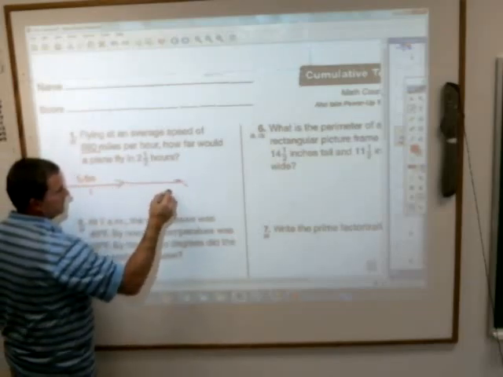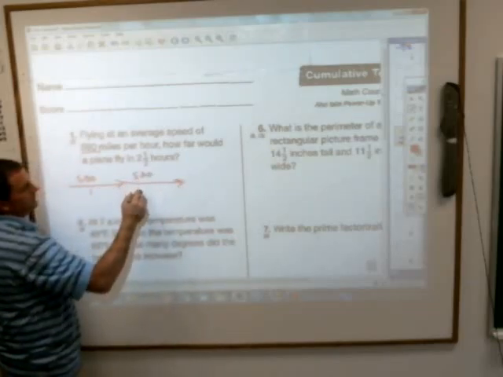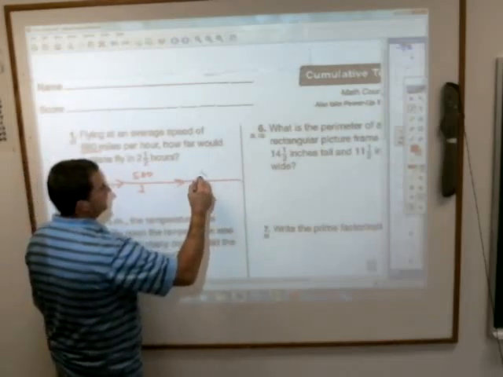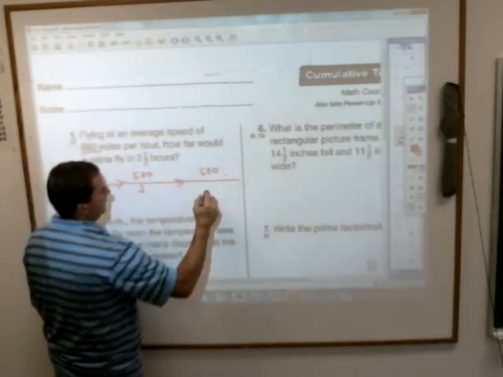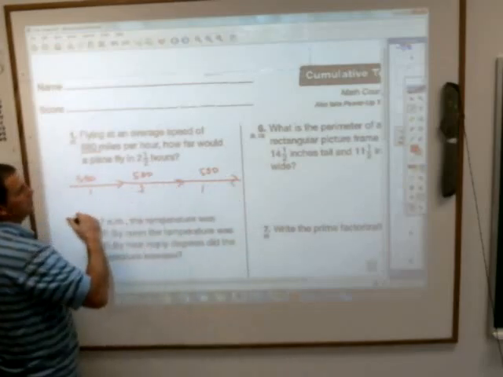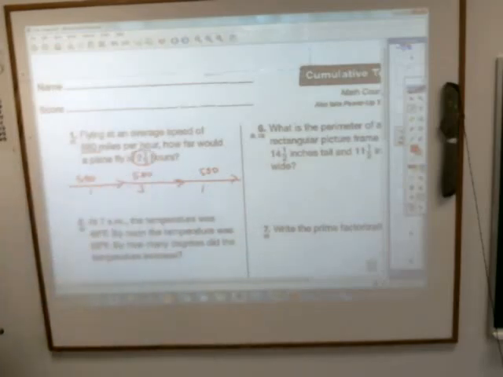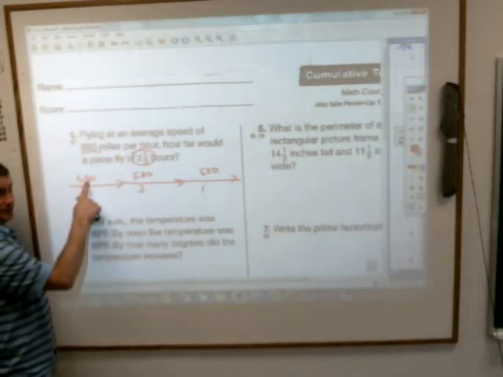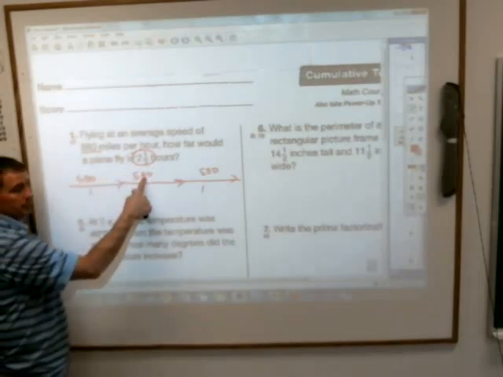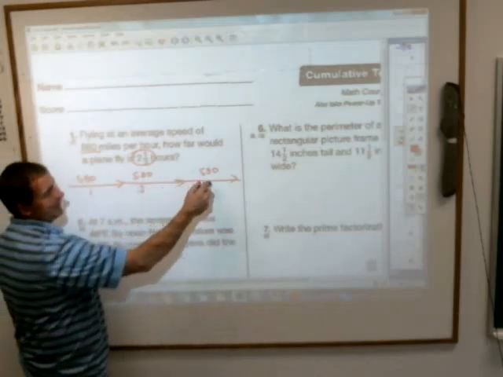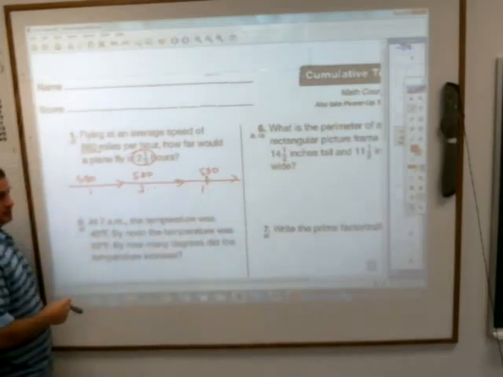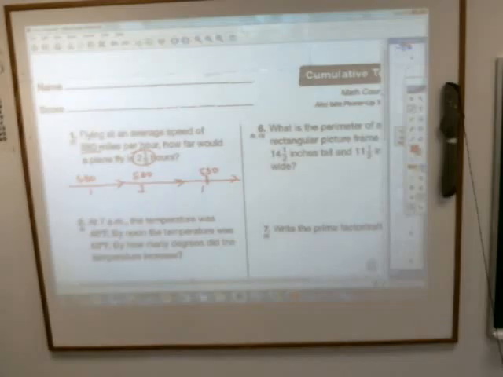In another hour, I'm going to go 580 miles. In another hour, I'm going to go 580 miles. How far? This question asks me, how far will I go in 2.5 hours? Well, in 1 hour, I'm going this. In another hour, I'm going this. But I'm only going half of the third hour. So what would you recommend doing?